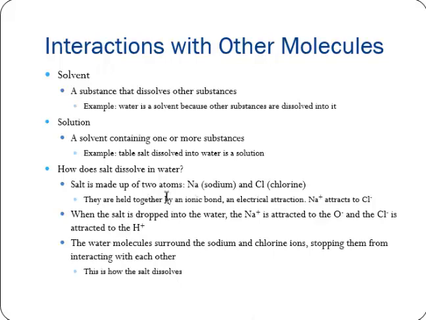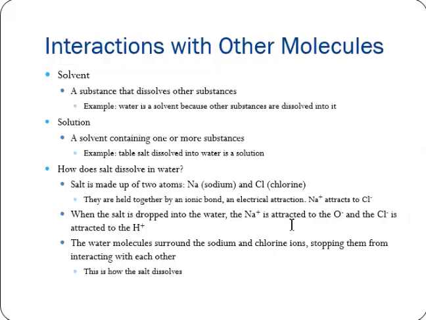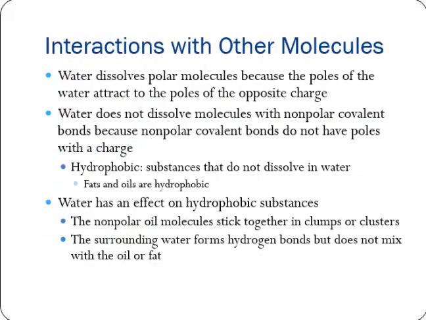And this is kind of a review. Salt is made of sodium and chlorine. They're held together by an ionic bond. The positive sodium ion and the negative chlorine ion. When the salt's dropped into the water, the sodium is attracted to the negative oxygen molecules that are floating around, and the chlorine to the positive ones, and this is eventually how the salt ends up dissolving.